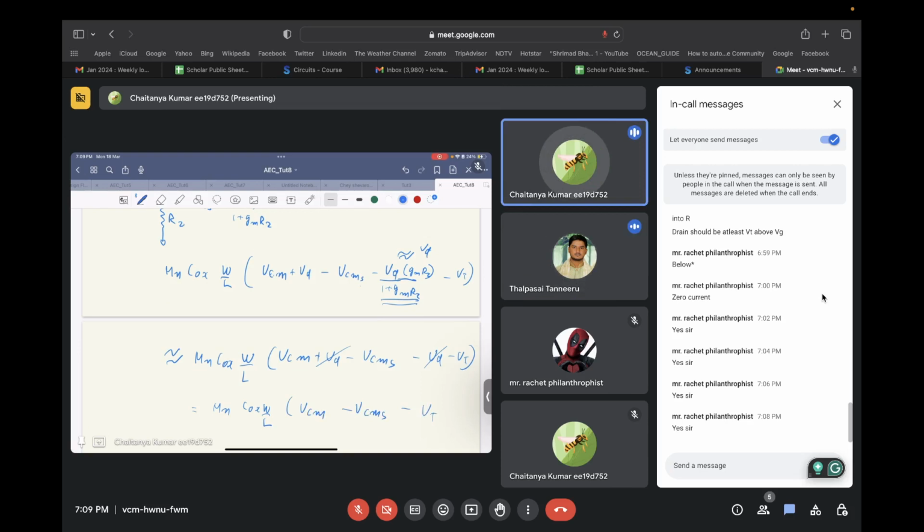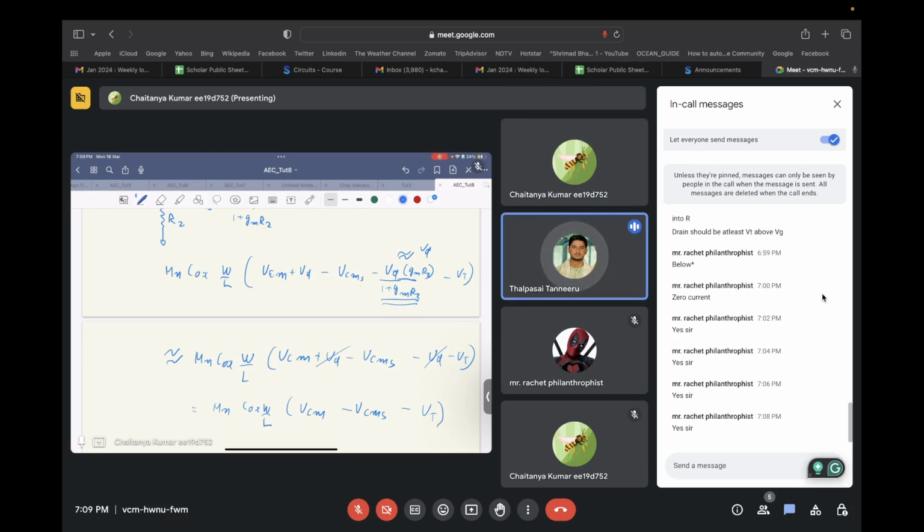So now you see that your GM, which was the only non-linear component of the circuit, is now not dependent on the input. Correct? Yes, sir. So now your circuit will be much more linear.